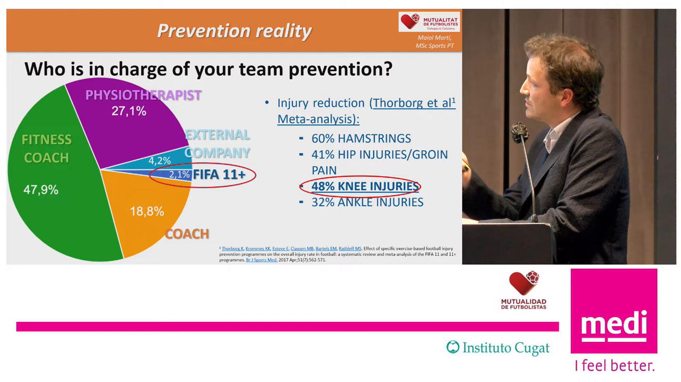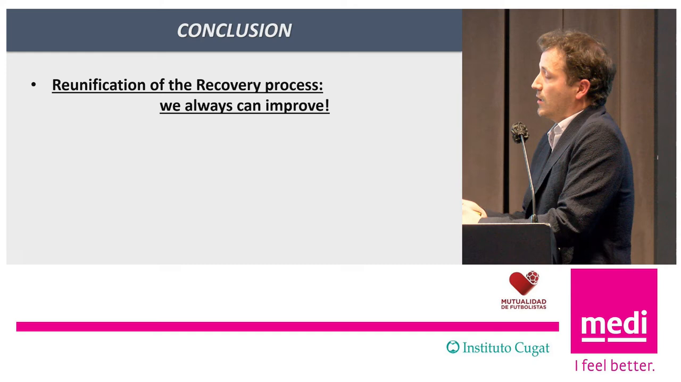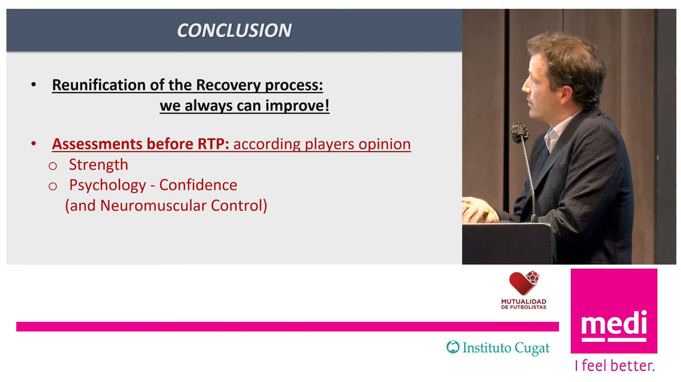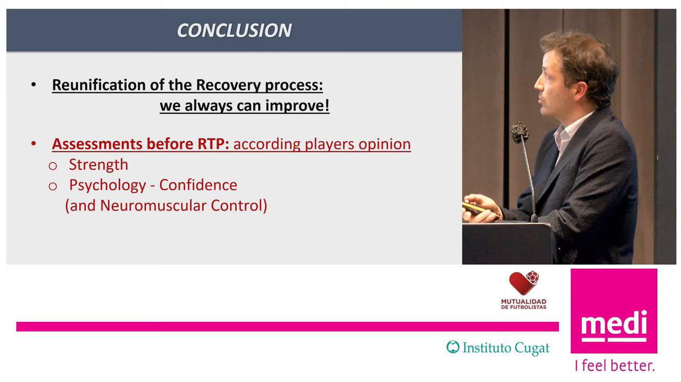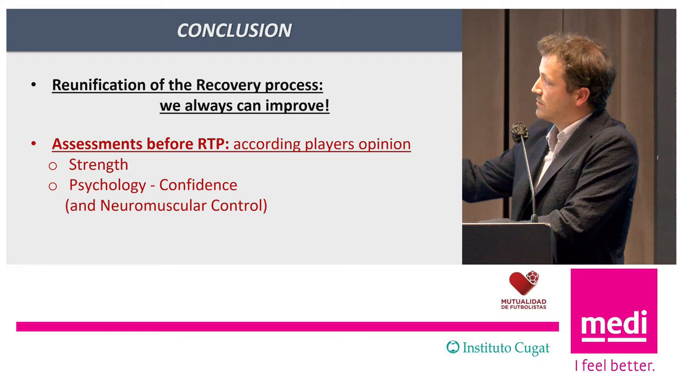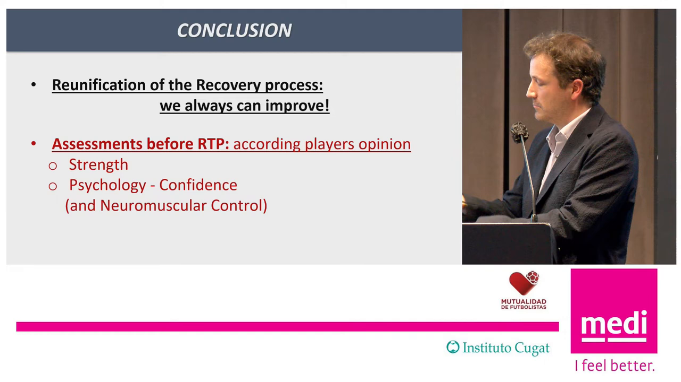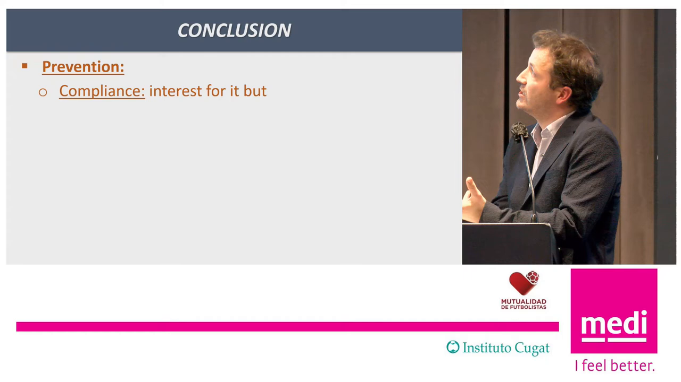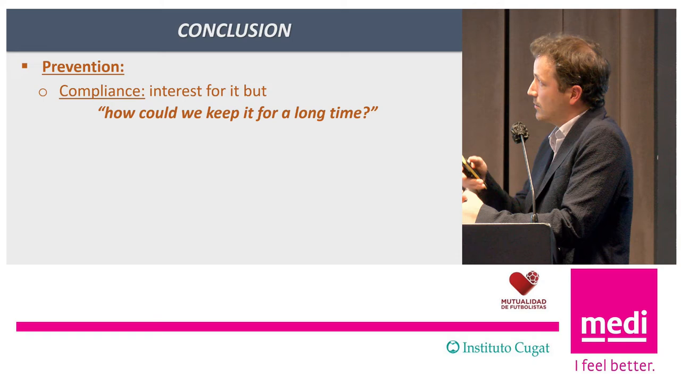So in conclusion, according to our data, we have to work on the reunification of the recovery process. We can improve, but it's needed to make an assessment before return to play, according to the players' opinion, because they were asking for more work in strength and also in psychology, like confidence, as well as neuromuscular control and some more risk factors. For the prevention, we got compliance from them. They had an interest in it, but how could we keep that interest for a long time?